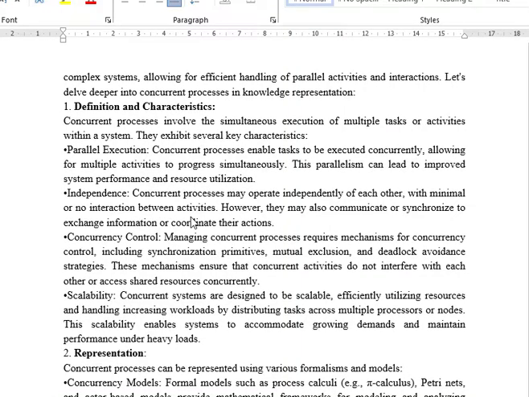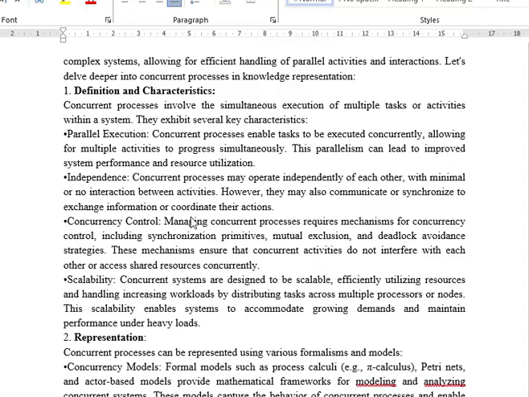Next, concurrency control. What is concurrency control? You know about deadlocks; they will be avoiding the deadlocks. So concurrency control means synchronization primitives, mutual exclusion, and deadlock avoidance. They will be using these three things.